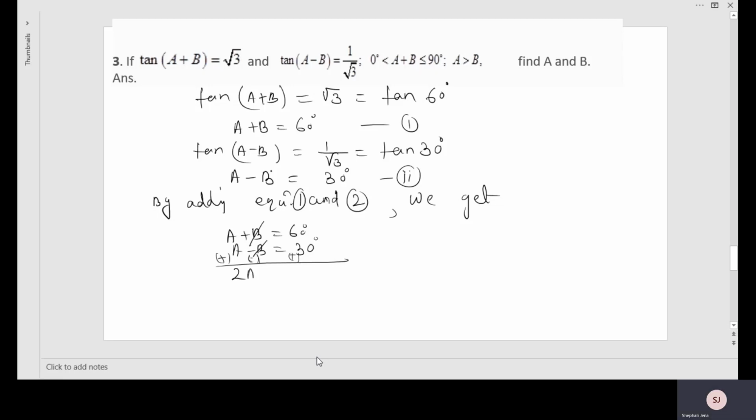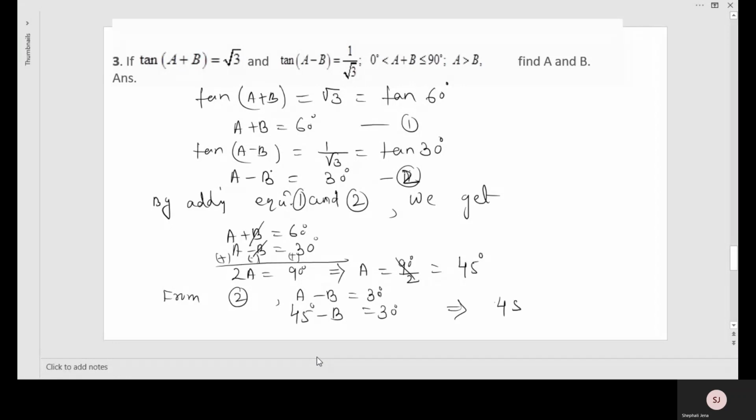Second method. So this is 2a is 90 degree. That implies a is how much? 90 degree divided by 2, 45 degree. So a you got 45 from equation 2. We should write it like this. Equation 2, from 2 what we will get? Minus 30 degree.